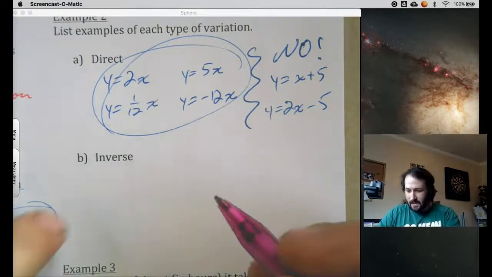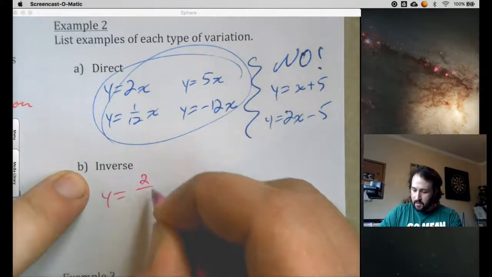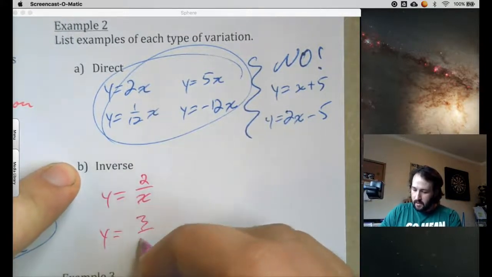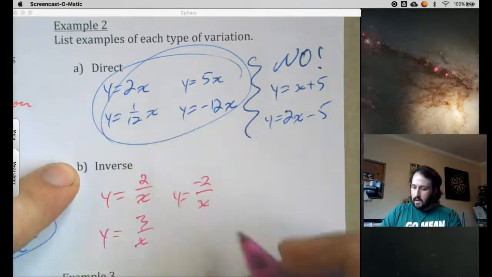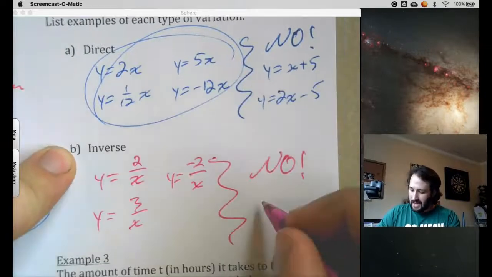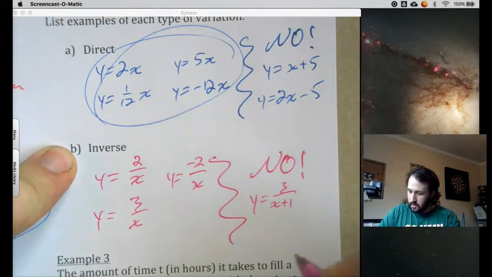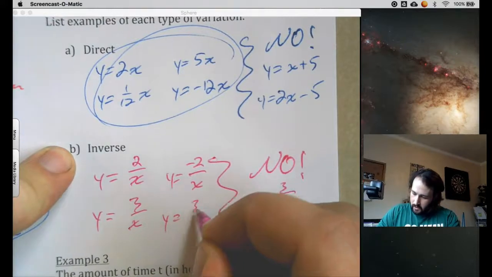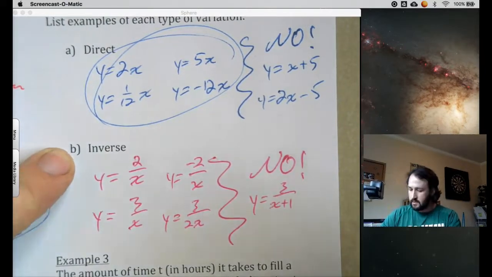All right, anyways, inverse variation. So some examples of this is some number over x. I have to have an x in the denominator, and it doesn't matter what number is on top. What it is not though is anything else. So 3 over x plus 1, or, it could be like 3 over 2x, that's fine too. That's still inverse variation.